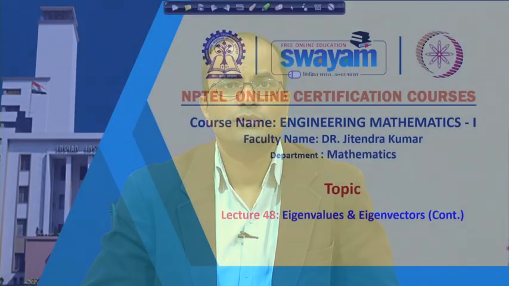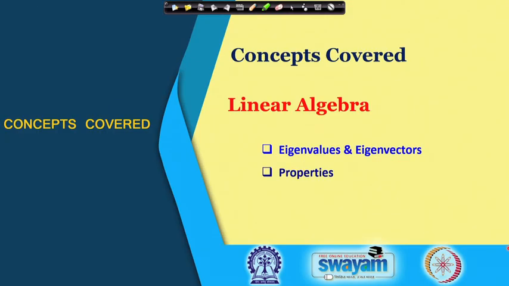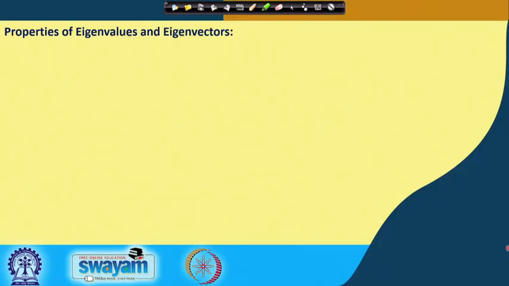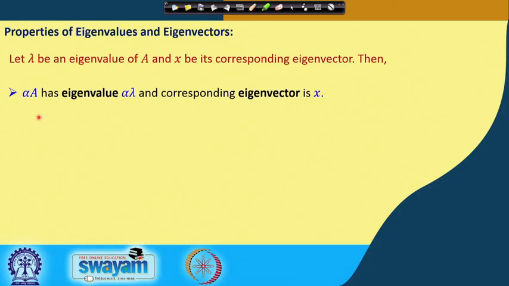So, welcome back, and this is lecture number 48, and today we will talk about the properties of eigenvalues and eigenvectors. So, here is the first property. If we have lambda as an eigenvalue of A and x is its corresponding eigenvector, then alpha A has eigenvalue alpha lambda and the corresponding eigenvector is x.